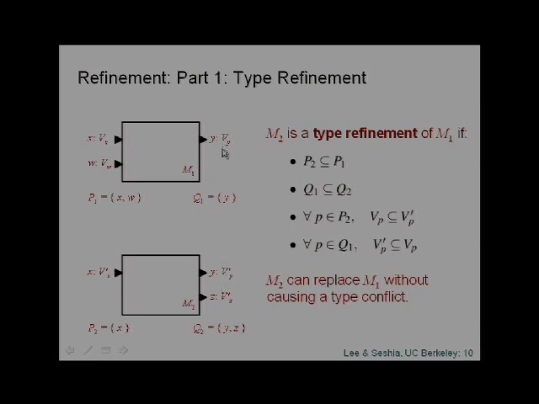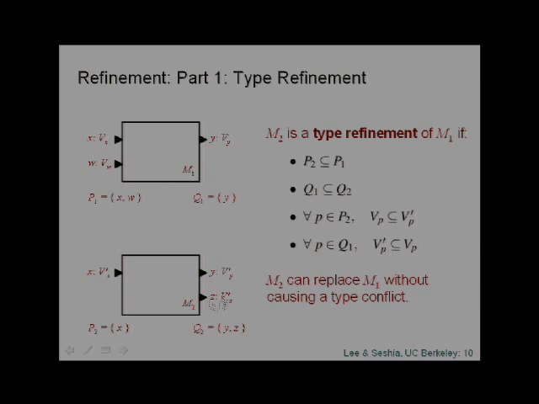The way to think about it is that the environment of M1 here, which is providing the inputs X and W, is going to continue to provide the same inputs to M2, right? The same inputs will come down here, but M2 just ignores one of them. It doesn't do anything with the input W. And M2 will generate additional outputs probably, so it can generate Y, but it can also generate Z. But the environment of M1 will not use that additional output. The environment of M1 only needs Y, and M2 is able to provide Y of the same type.